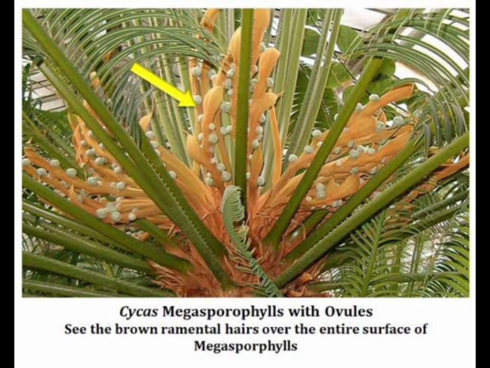Each megasporophyll contains a lower portion which is termed the stalk or petiole, that is very narrow, just like a normal stalk. Then there is a middle expanded portion which is the ovule bearing portion, and then there is a tip which is termed the upper leafy lamina.